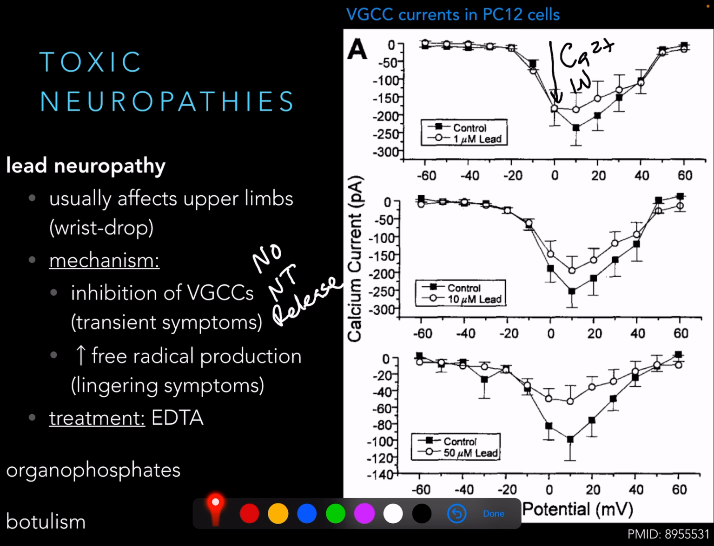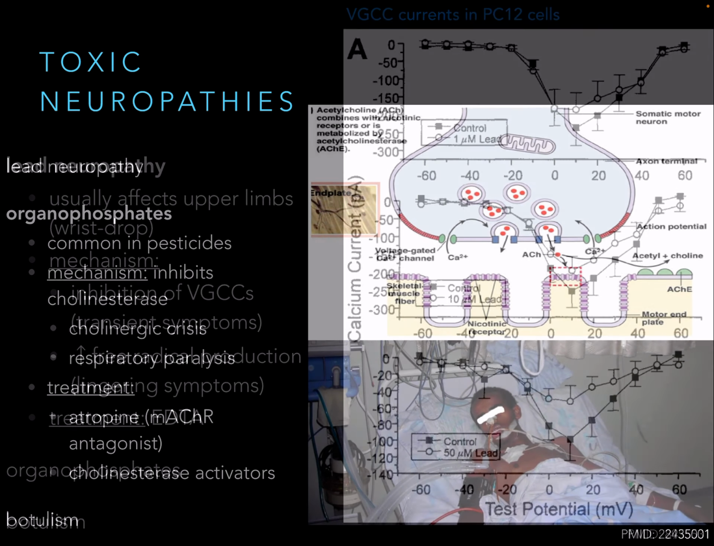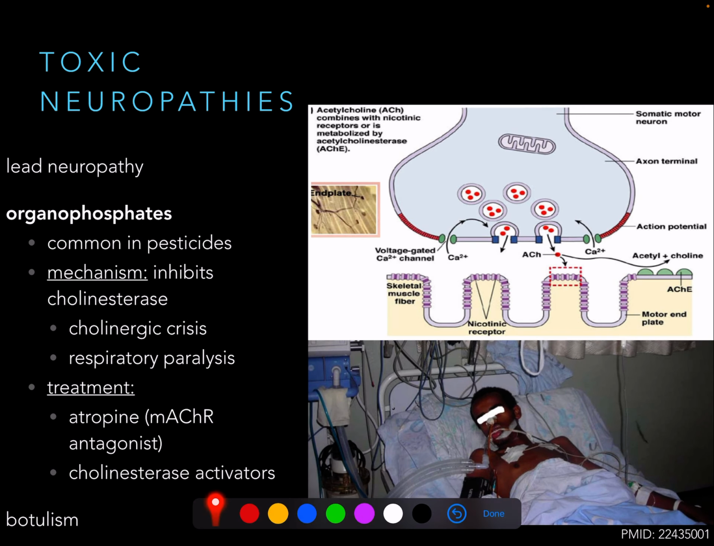EDTA is just a little chemical that chelates divalent cations like lead. So if you have lead poisoning, get a bunch of EDTA and essentially cover the lead so that it can't stick to your calcium channels and do all that stuff.